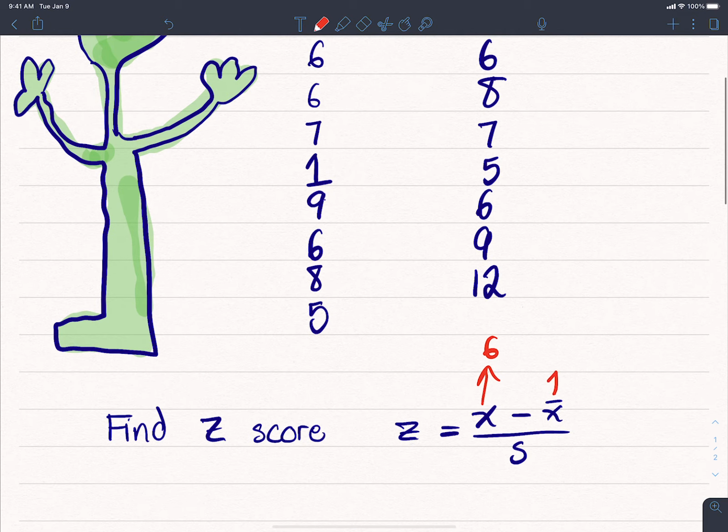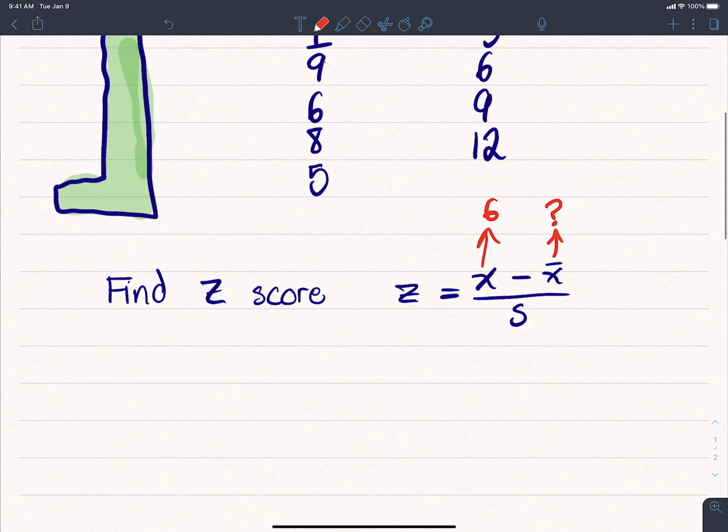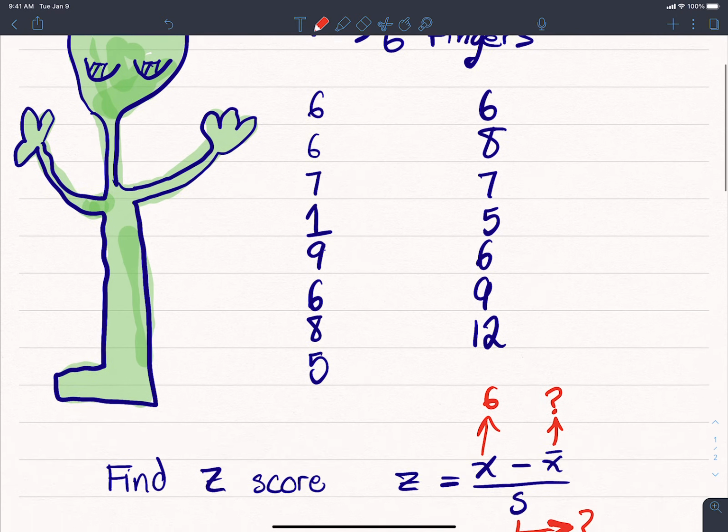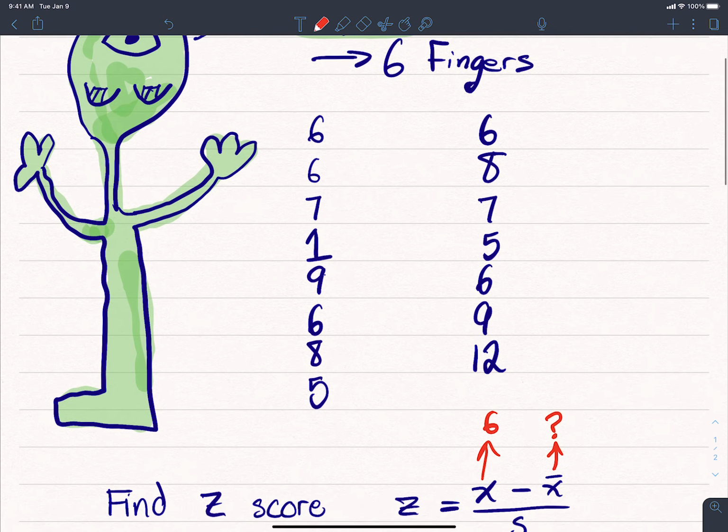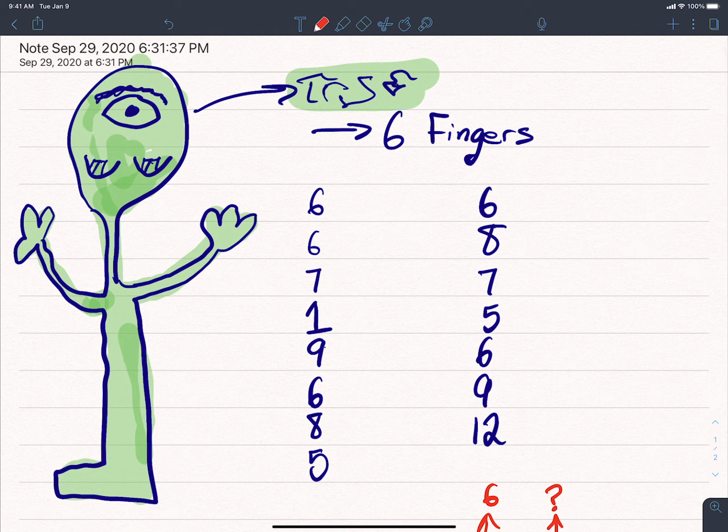Do we know what the mean is? No, we don't. We need to find the mean. Do we know what the standard deviation is? No, we don't. We need to find the standard deviation. So we need to find the mean, we need to find the standard deviation. Alright. So, let's do that. Let's start off with finding the mean. What is the mean for this sample that we found? What's the mean number of fingers that aliens have?